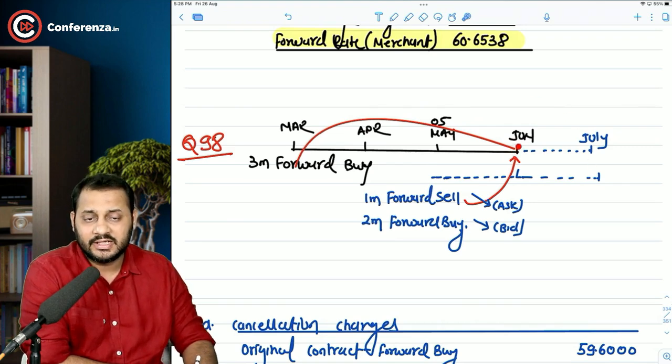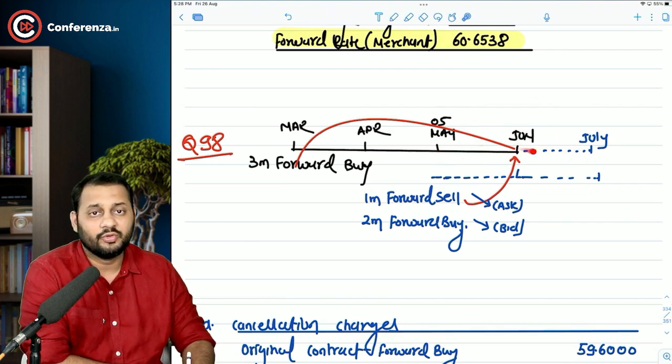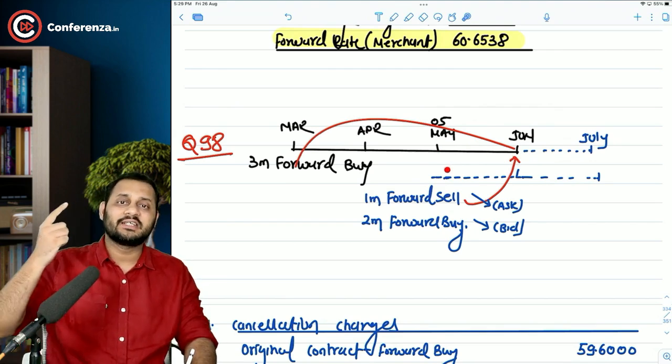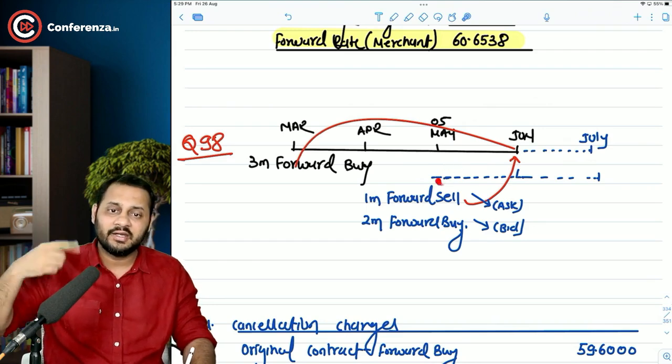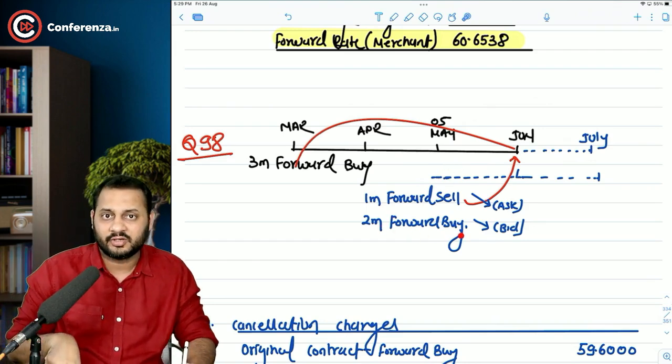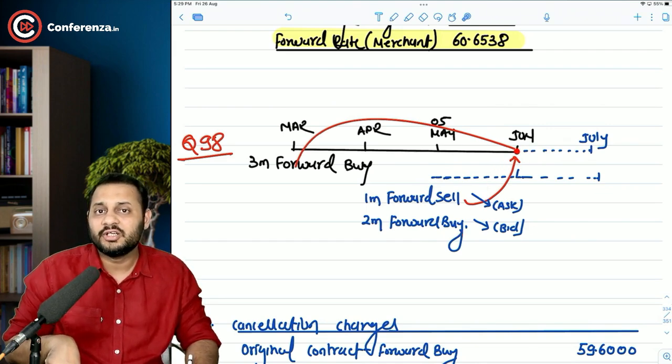And the question says that 1 month's extension is needed by the customer. 1 month's extension from June. But from May, it comes to 2 months extension. So the question might be a little tricky: it will give you 1 month's extension, that the customer needs 1 month extension, and you will end up buying a 1 month forward buy contract. That will be wrong. That 1 month extension was requested from the due date.